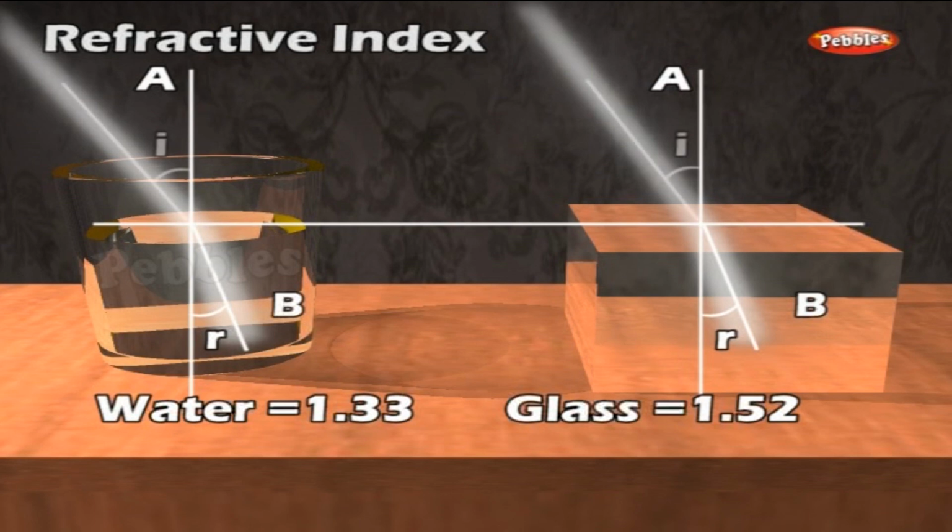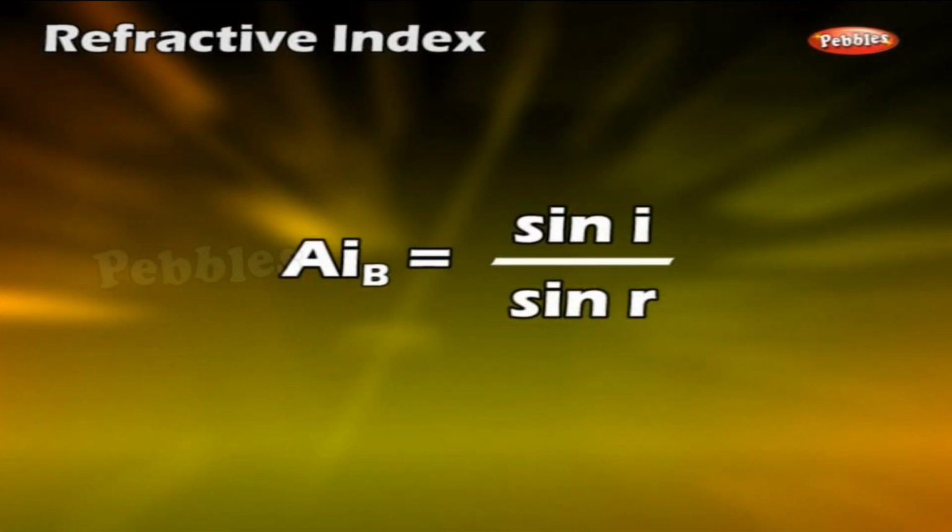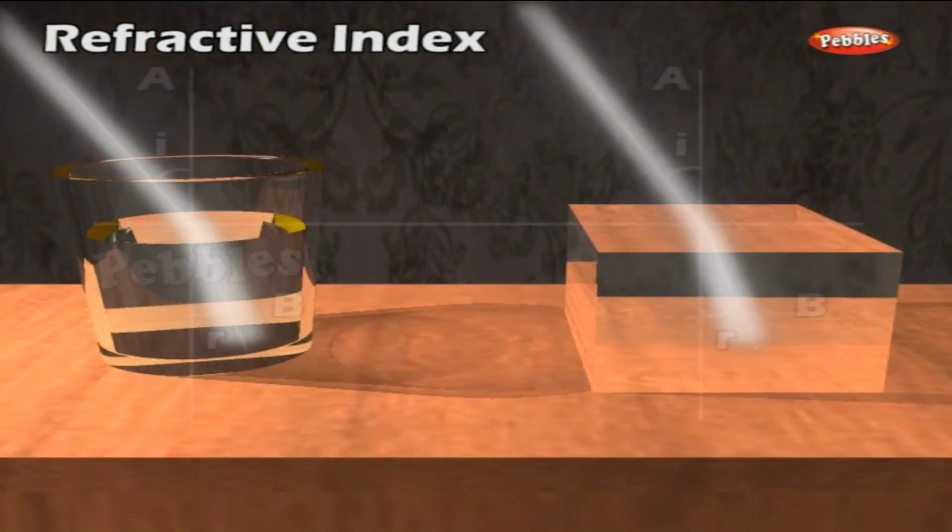When light travels from medium A to medium B, the ratio of the sine of the angle of incidence in A to the sine of the angle of refraction in B is called the refractive index of the medium B with respect to the medium A. aIb is equal to sin I divided by sin R.